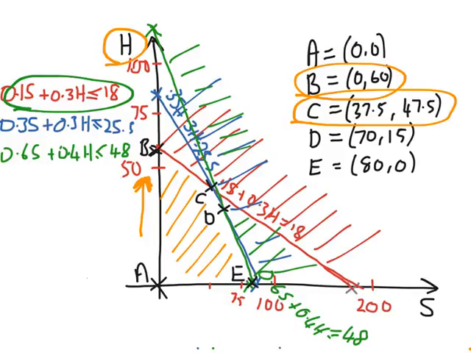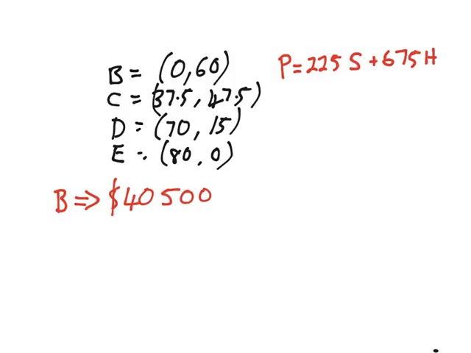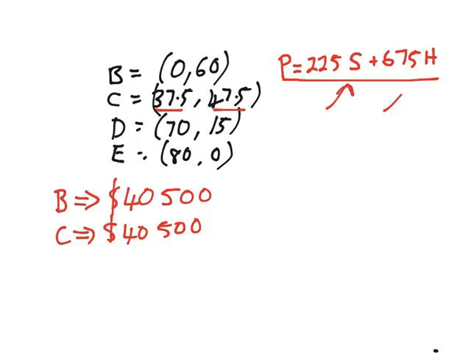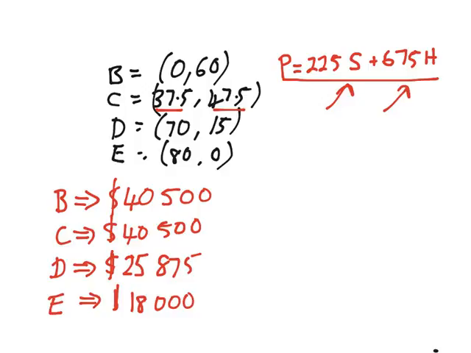In fact, we're going to test each vertex, each vertice. At B, using the profit equation, you get 40,500. At C, putting values for S and H into the equation, you also get 40,500. At D, you get 15,025 when you use the wrong price for the standard, but when you use the correct price of 225 instead of 70, you get 25,875, and for point E, you get 18,000.